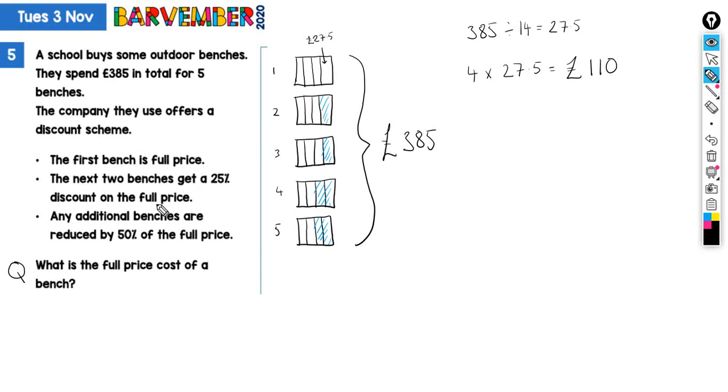So it depends. With the same information, you might get asked a number of different questions, so we always have to remember to go back and check what was the question. So the full price cost of a bench is 110. Okay, hope that helps.